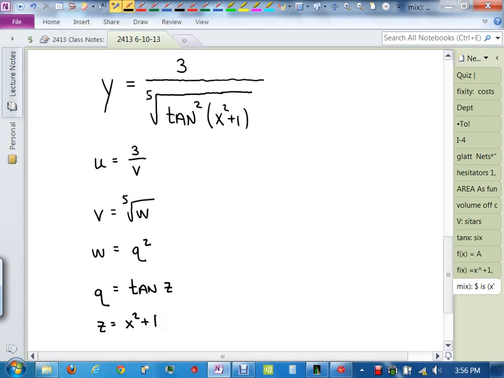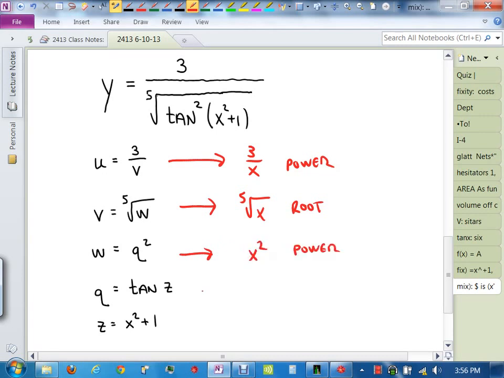Now, you could even go further than this. There are little subtle things you could do at the end, but this is breaking it down. Look at every function we have here. 3 over v, to compare it to something, is like 3 over x. That's a rational function. It's a power function. This one right here, this is a root function, isn't it? So this is a power. This is a root. This next one is a power function, right? This next one, tangent x, is a trig function, right?